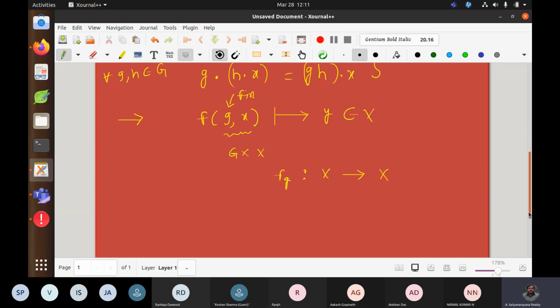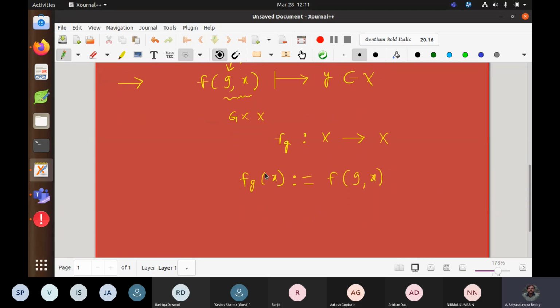Okay, so how is it defined? Fg at x is defined as F of g comma x. Okay, now I'm fixing g. Once I fix g, by using this F I create a map from X to X, and we prove two things, easy to check.